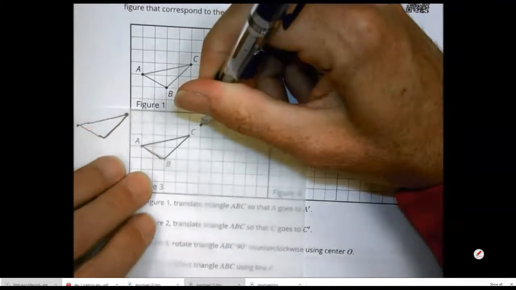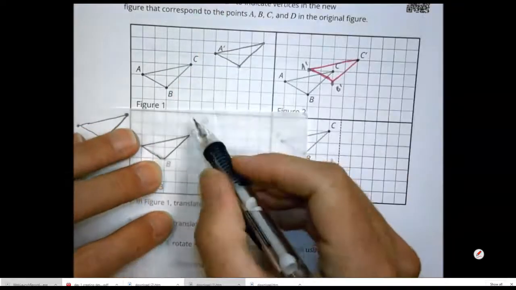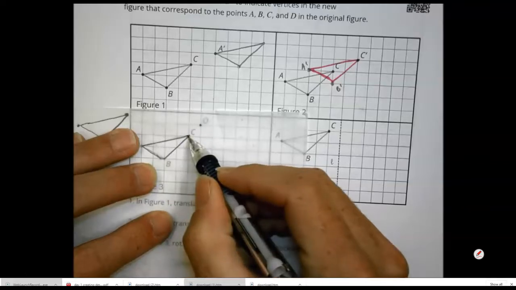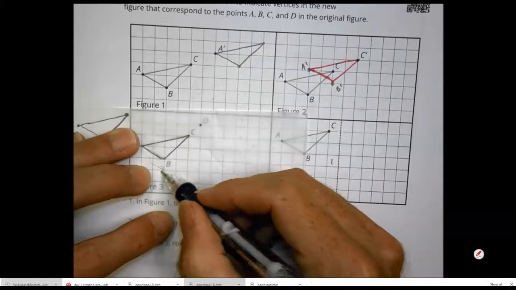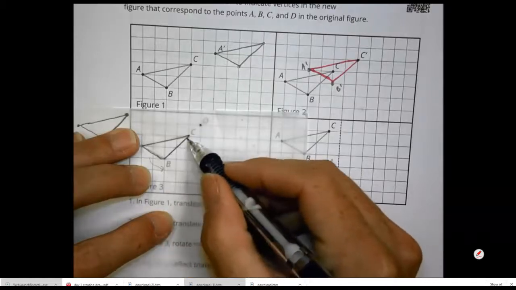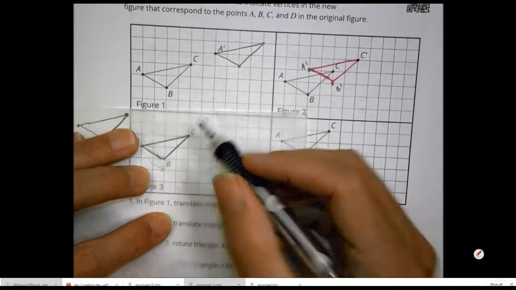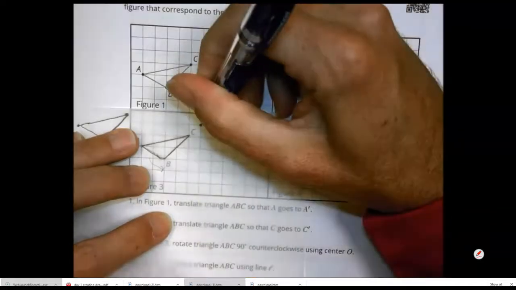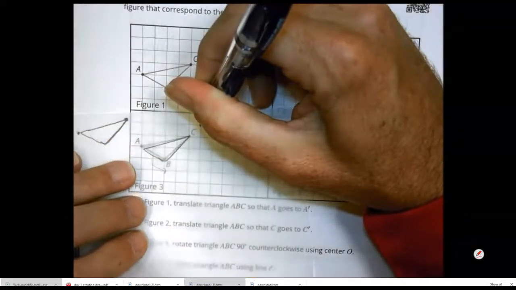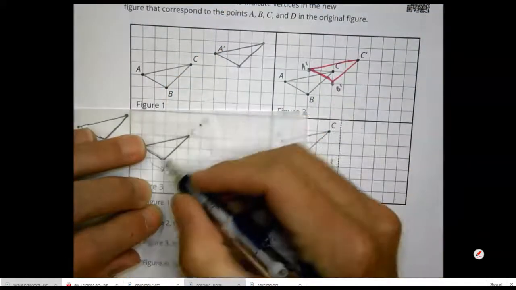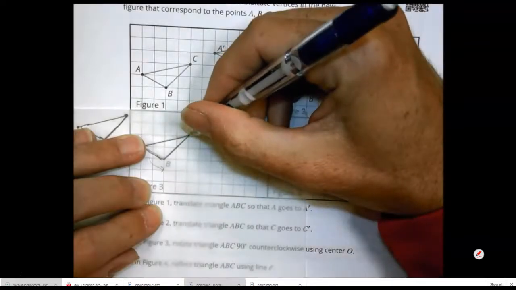If I'm going to rotate counterclockwise 90 degrees, I need to think about this line right here. We're going to go counterclockwise, so we're going this direction. I'll use this line, and I want it to go 90 degrees, which means I want it to turn a quarter turn. If I think about a 90 degree measurement, 90 degrees is like a square, right? So let's think of it this way.